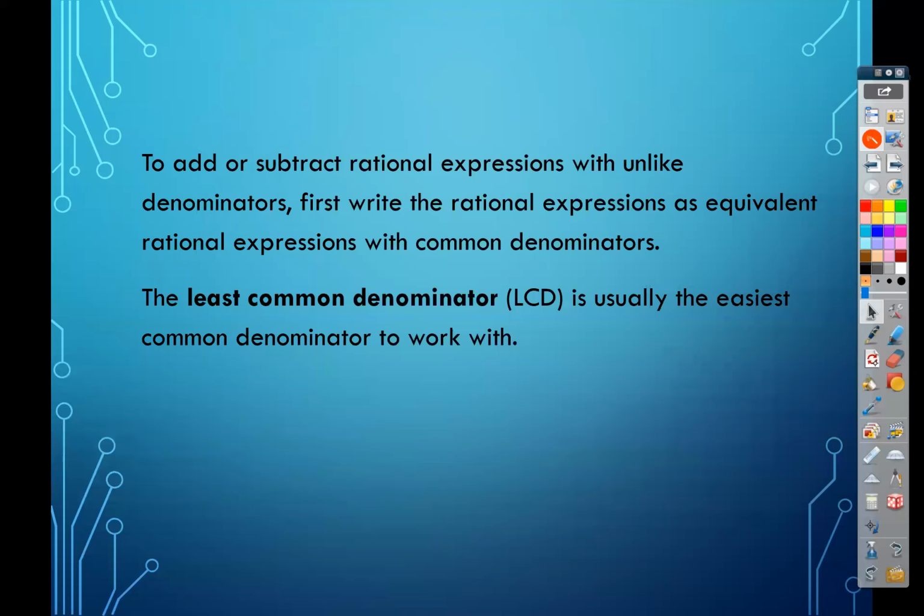To add or subtract rational expressions with unlike denominators, first you have to write the rational expression as an equivalent rational expression with common denominators. So the least common denominator is the easiest common denominator to work with. We are going to be adding and subtracting rational expressions with unlike denominators in the next section, but first you have to figure out how to get that least common denominator.